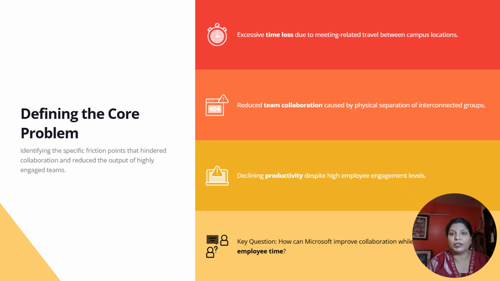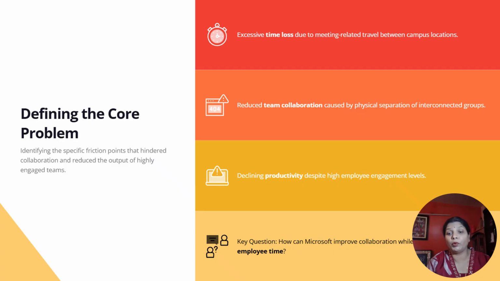Second, physical separation across buildings led to reduced team collaboration, particularly for interdependent teams that needed frequent interactions. So distance created coordination delays and communication gaps as well. So despite a high level of employee engagement, the organization experienced declining productivity because employees were not able to give much time to work. This contradiction signaled an operational inefficiency rather than a motivational issue. This led to the key managerial question.